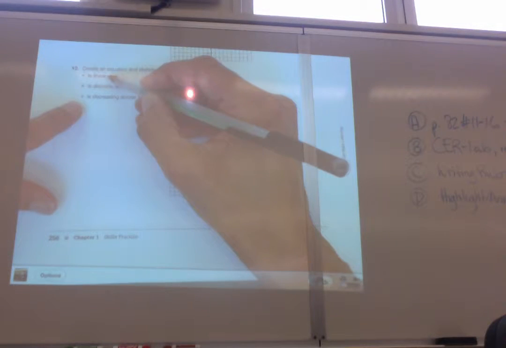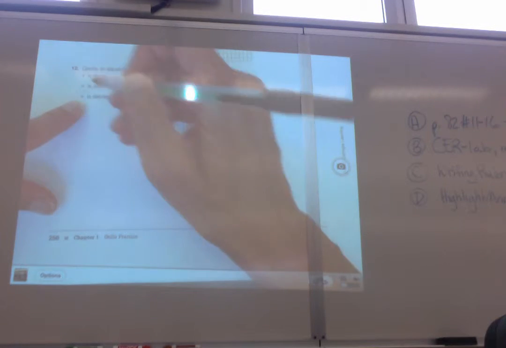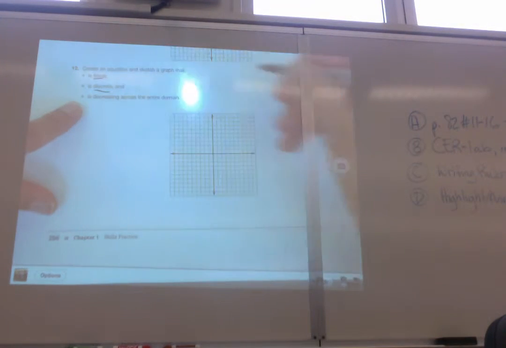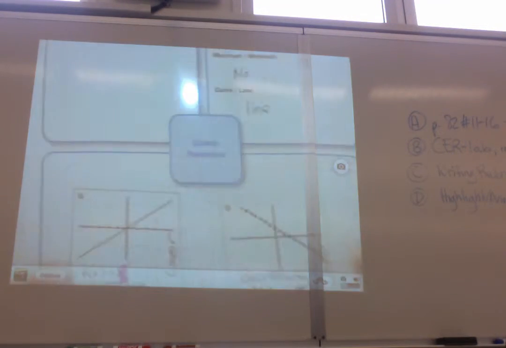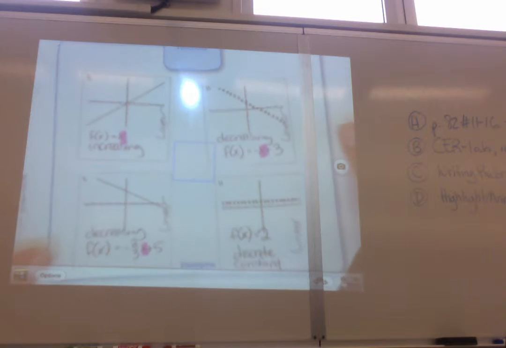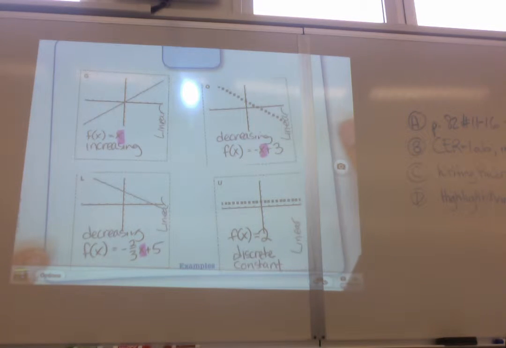Linear. I'm looking at 12. Linear, discrete, and decreasing. Okay? So linear, discrete, and decreasing. First, we need to create a function, and then we need to make a graph. So if I'm looking back in my book at function families, and I find my group that's linear, okay, here's what we've seen before, okay?